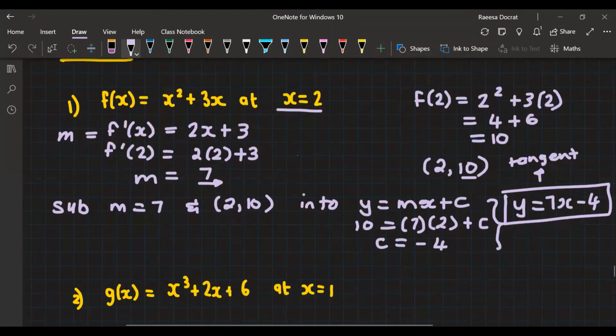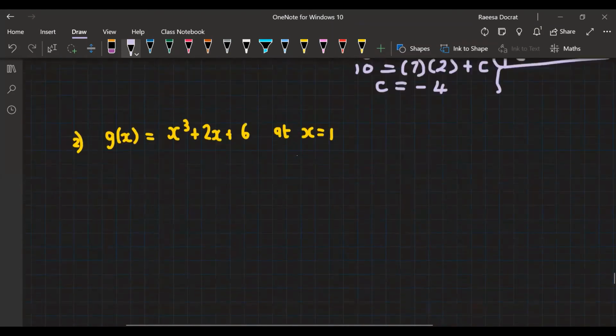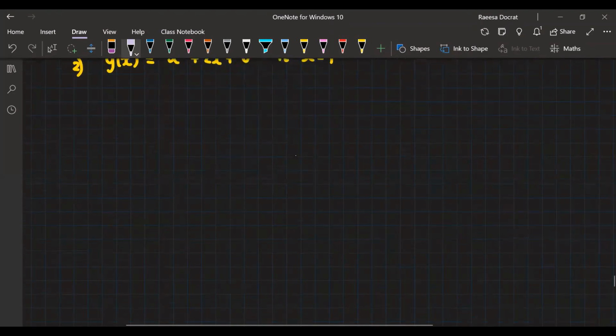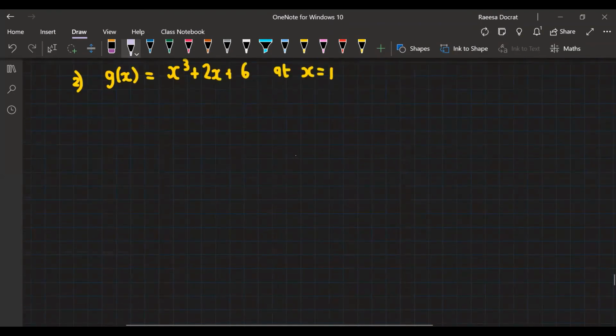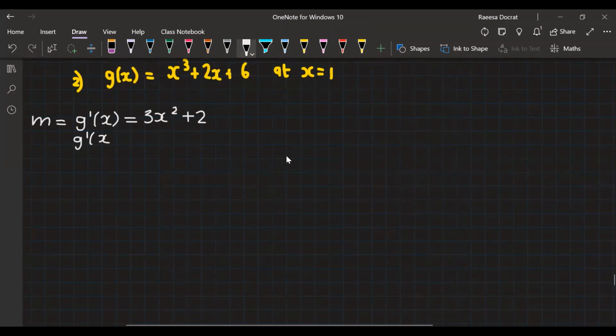Okay. Let us have a look at the next example and go through that process again so you can get used to it. If we have to get the tangent, this time the equation is slightly different, g of x is equal to x cubed plus 2x plus 6, at x is equal to 1. Once again, first of all, we're going to get the gradient, which is the derivative evaluated at that point. The derivative of g of x is 3x squared plus 2. Then we evaluate it at that x point to get the gradient at that point. So 3 times 1 squared plus 2, which is 5. So our gradient is 5.